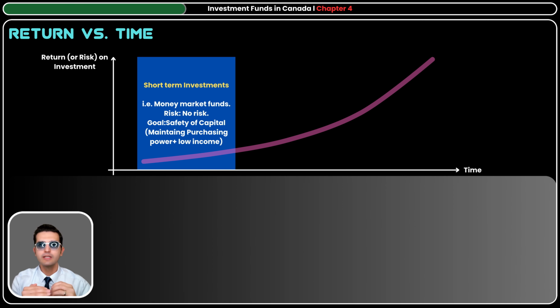The primary goal of short-term investments like money market funds is maintaining purchasing power, okay? We have inflation every year, okay? We need to beat that inflation in order to preserve our standard of living, our purchasing power. So that's why the money market funds' goal is preserving that purchasing power.